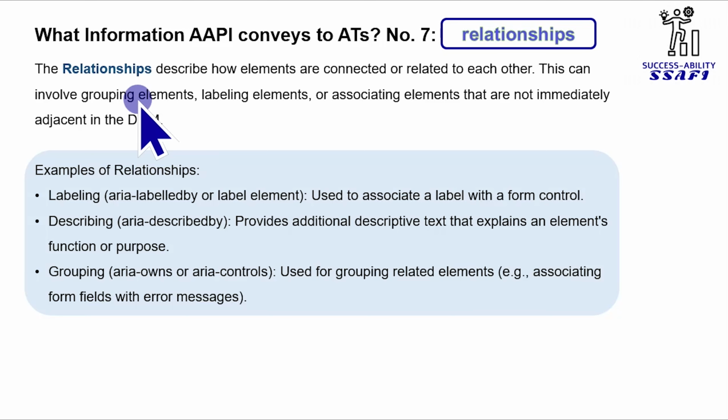Okay, labeling elements. For example, when we use aria-labelledby or the label element, we are associating a label with a form control or any interactive element. When we talk about aria-describedby, that helps us associate a description to a UI element. That association between the description and the interactive element, which talks about the function or purpose of that element, is a relationship.